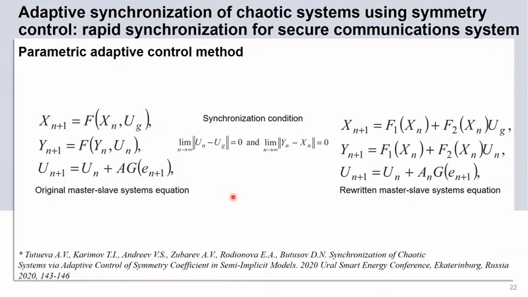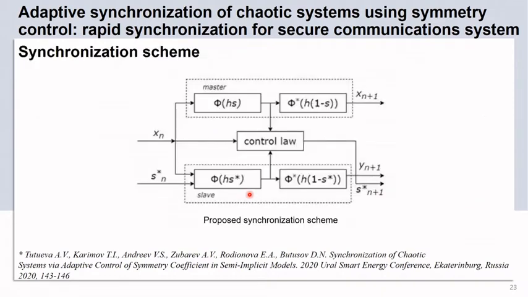The same approach can be used for synchronizing chaotic systems. Instead of parameter-based synchronization, we use symmetry-based synchronization. We also have some papers on this. The only limitation is that we need to use semi-implicit models as a basic model. For other methods, this limitation does not exist.